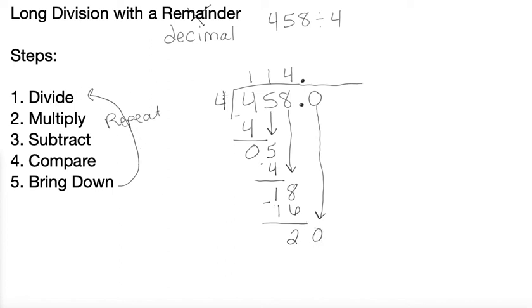Divide. How many times does 4 go into 20? It goes 5 times. Multiply. 5 times 4 equals 20. Subtract. 20 minus 20 is 0. Compare. 0 tells me that I'm done. There's nothing else I can do, and I have no numbers left over. So now I know that 458 divided by 4 equals 114 and 5/10. Excellent work.